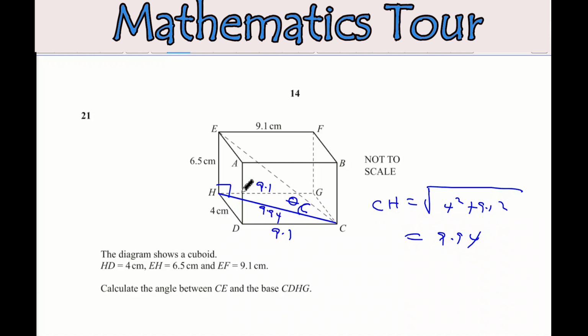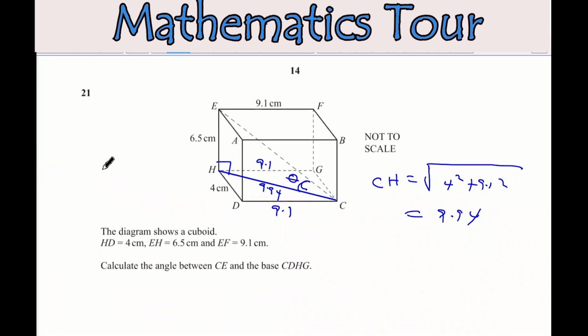Then I can now use this to get the angle, that is angle theta. So I can draw something here. Let me draw it out. You have this. Sorry, let's undo that. So I can draw this like this, then like this, and finally like this. If we label it, this will be E, this will be H, and this will be C. So this is the required angle theta. Here is 6.5, and I found this side to be 9.94.